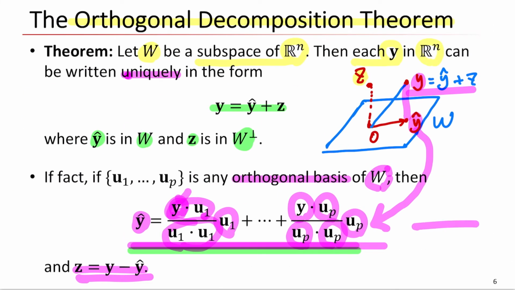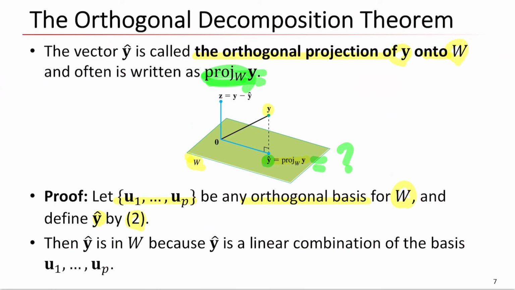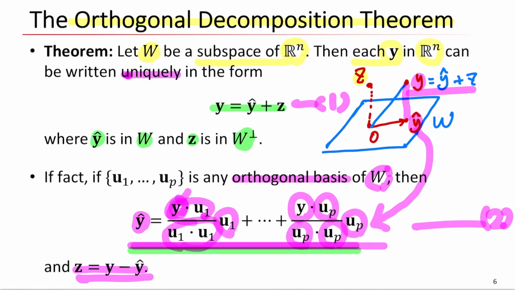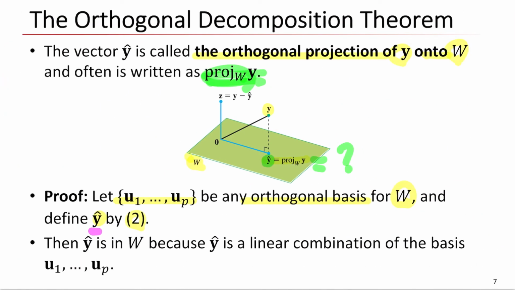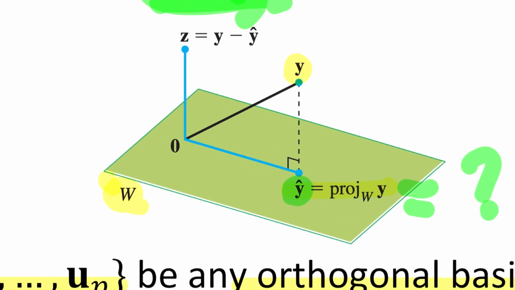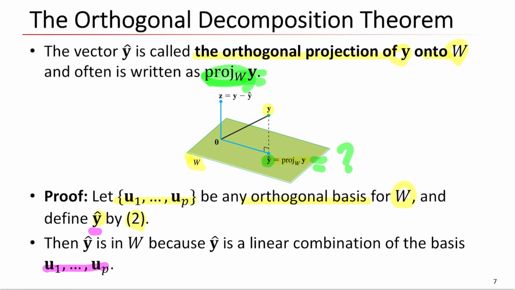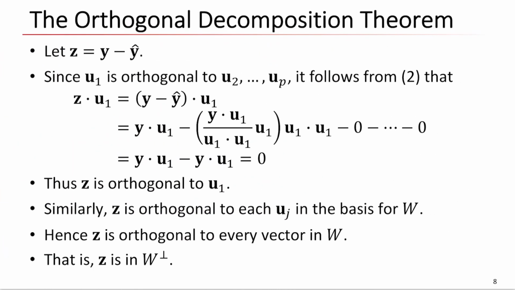Here this is equation 2, this is equation 1. So we can represent y hat something like this, right? And then y hat is in W because y hat is a linear combination of the basis vectors u1 through up here. So as you can see, y hat is in the subspace W, right?